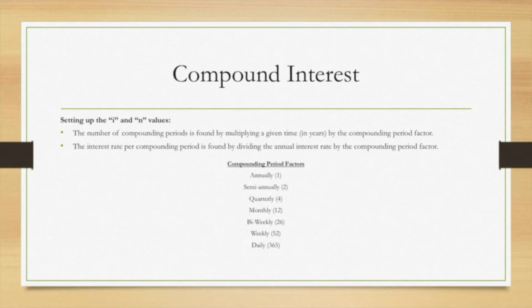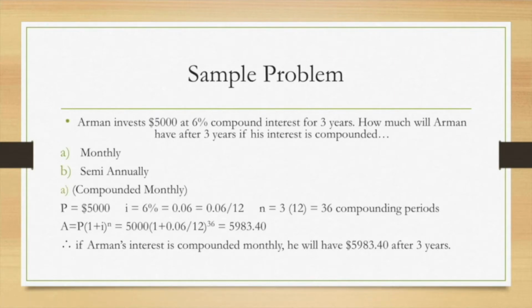Below are the compounding period factors. Annually is 1, semi-annually is 2, quarterly is 4, monthly is 12, bi-weekly is 26, weekly is 52, and daily is 365. Let's finish lesson 2 with a sample problem.